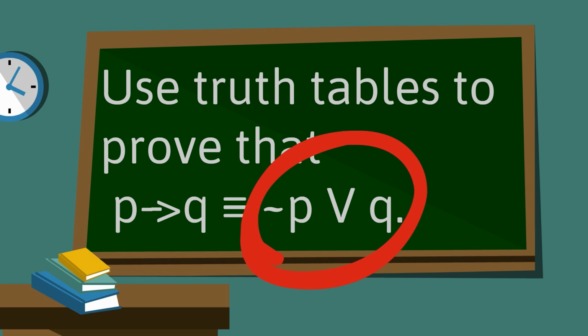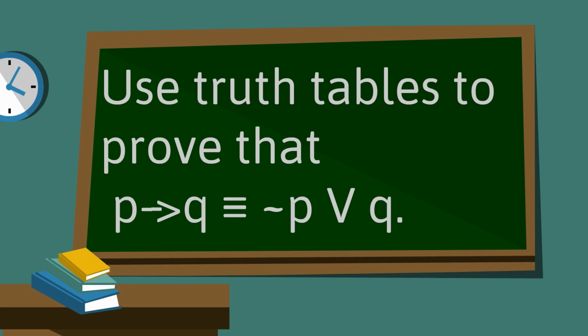Then we'll construct a truth table for the right-hand side, for this compound statement, that not P or Q, or you might like to think of it as not P is true or Q is true. Now, if the results of the two truth tables are the same in all cases, then we're going to say that the two are logically equivalent.